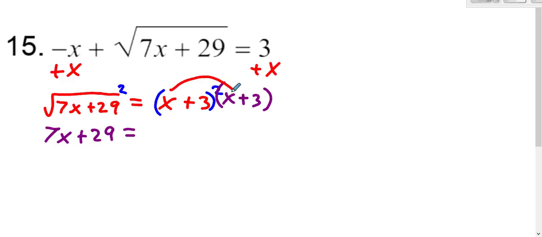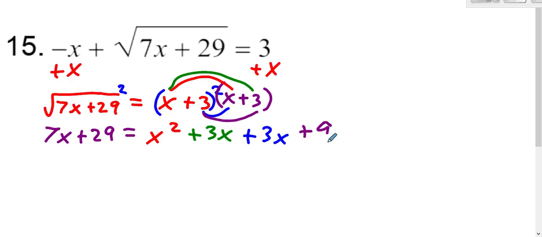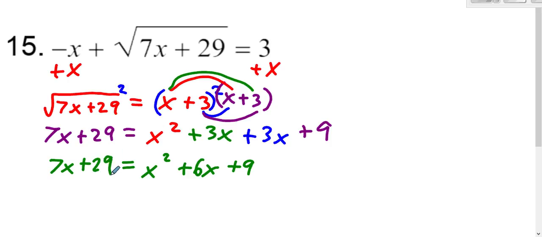So the x times x and the x times 3, then the 3 times the x, and 3 times 3. So now we're going to combine like terms. So you get x squared plus 6x plus 9 equals 7x plus 29.